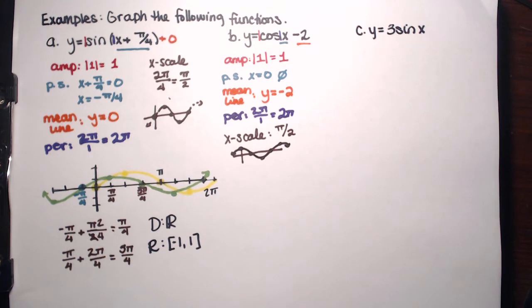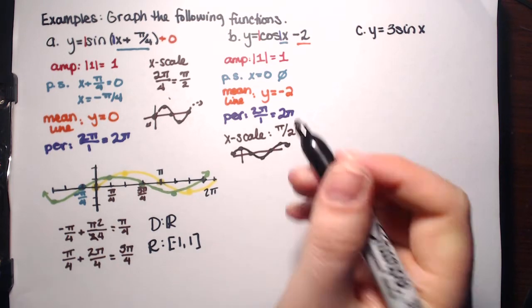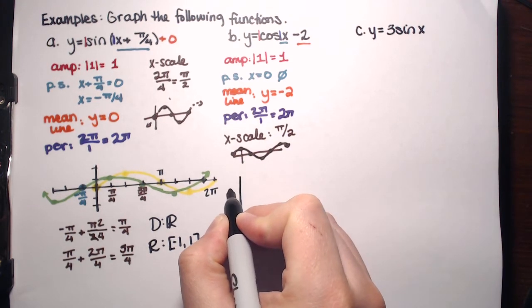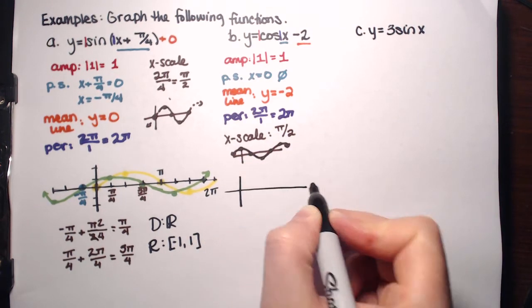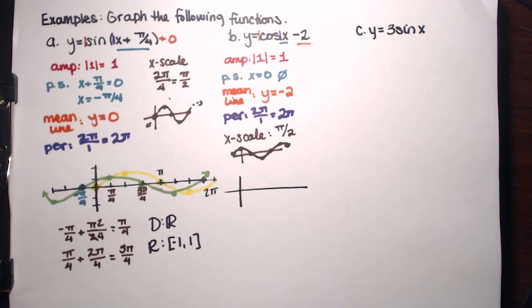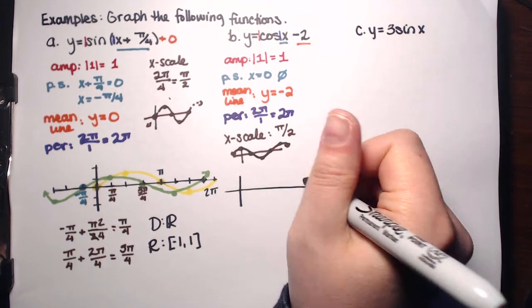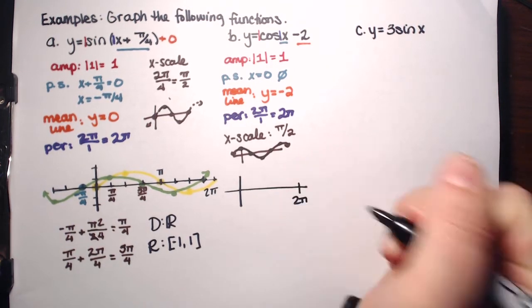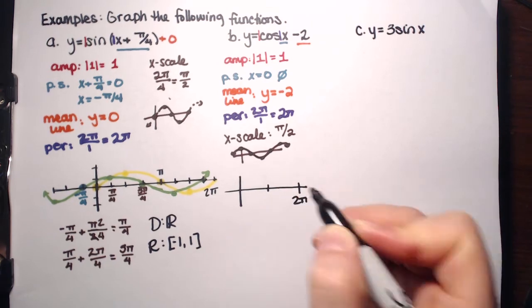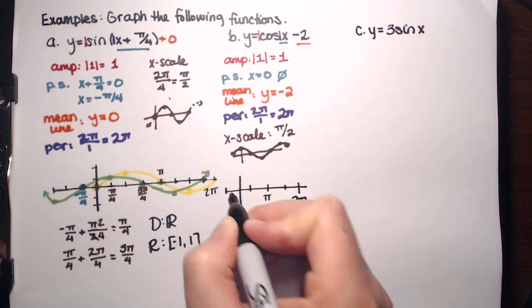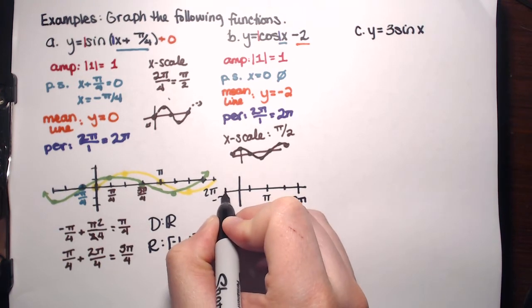Okay. So on our graph, what we're going to do is I'm going to scale this a little bit differently since we're not working with pi fourths. So I'm just going to say pi halves, or 2 pi, pi. So every mark on my graph is now pi halves.